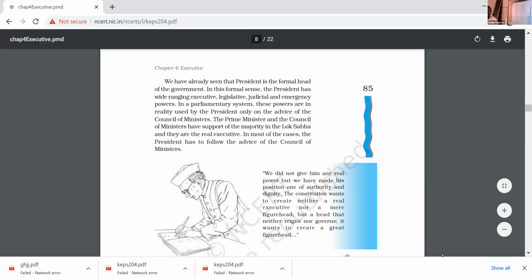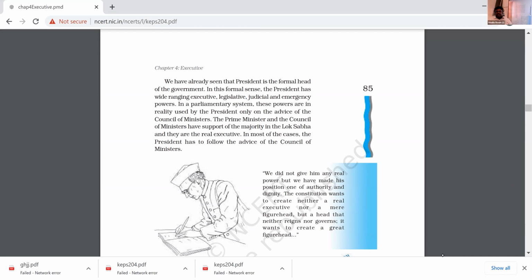Another one. When the president wants to use these powers, it is with the consent of the Council of Ministers. Consent of the Council of Ministers is necessary to perform these powers. Clear? When the Council of Ministers wants to say to the President to use his powers, at that time he can. The Prime Minister and the Council of Ministers have the support of the majority in the Lok Sabha, and they are the real executive. So the real executive means the Prime Minister and the Council of Ministers are considered the real executive of the country.